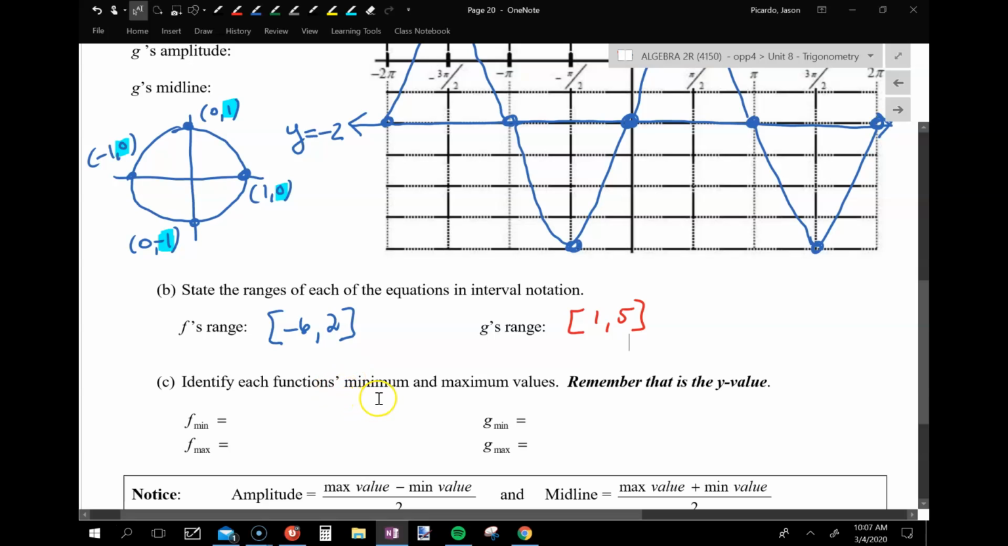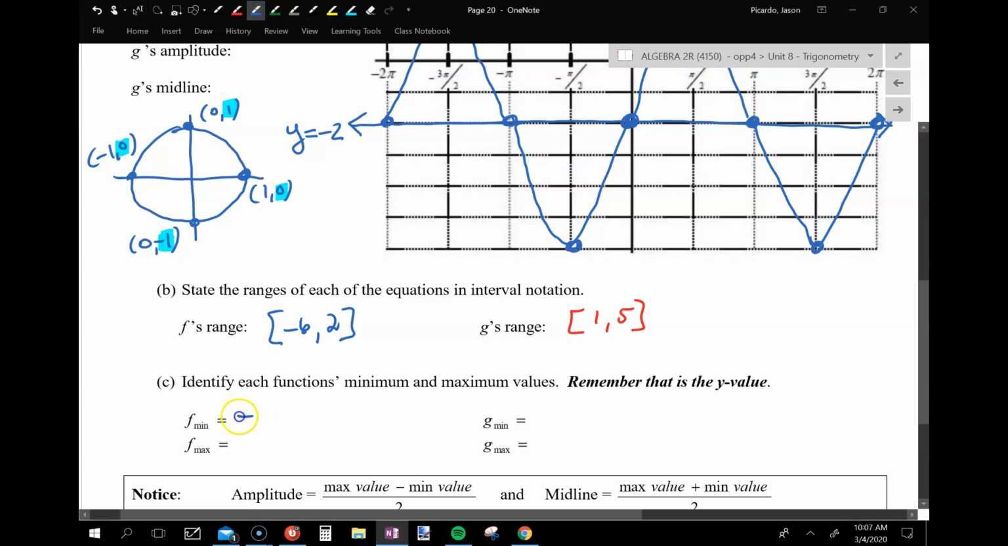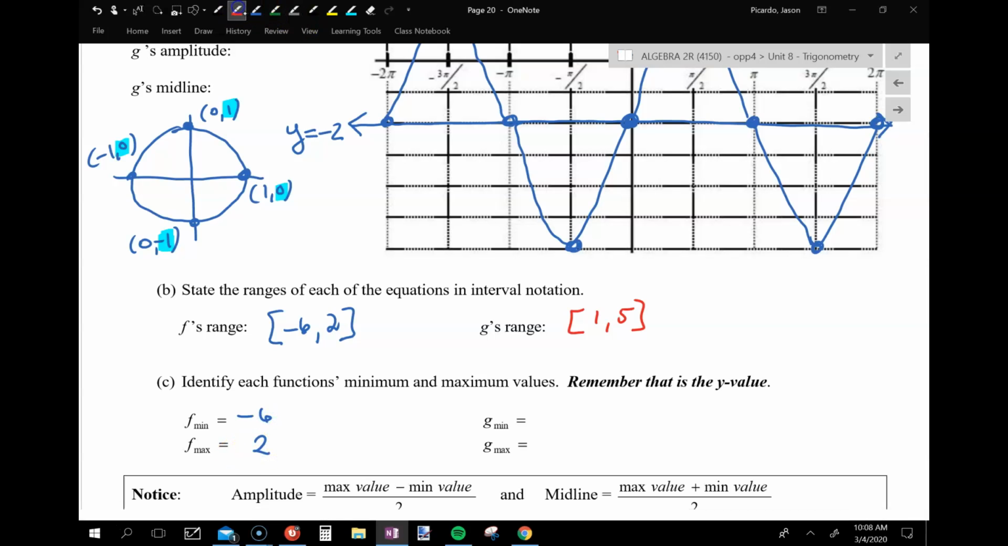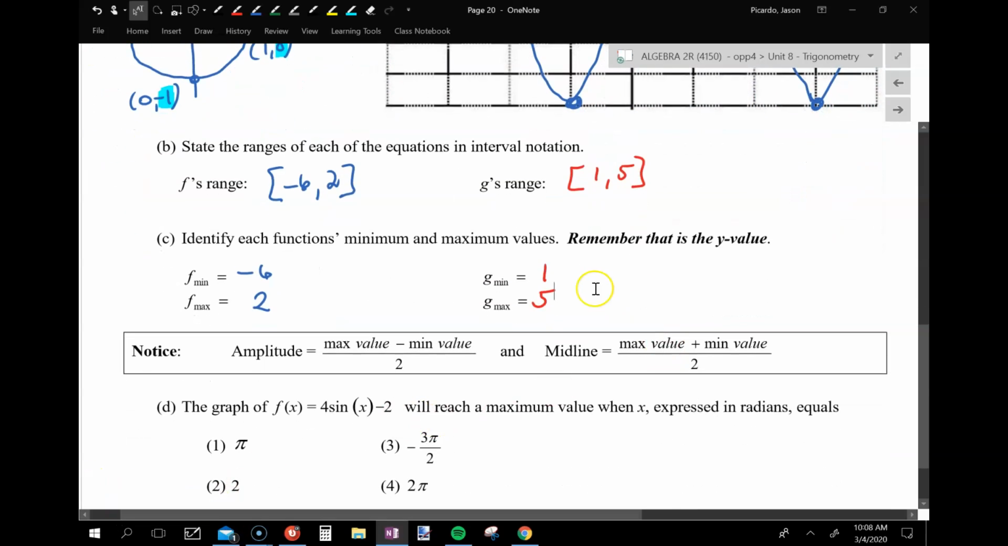What was the minimum value? I don't even know why this is a question because it's so simple. If you look at the range, doesn't the range give you the minimum and maximum value? So of the f, what's the minimum? -6. What's the max? 2. And on the red curve, what's the min? And the max? 5. So I think the reason that they give that to you is they want you to find the midline, right? I want you to find the midline.